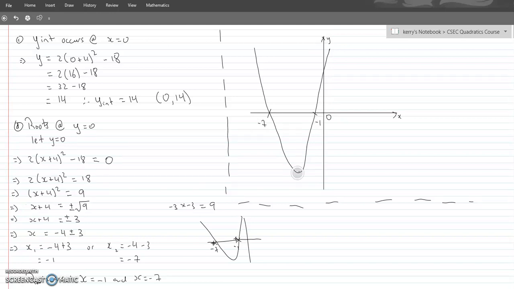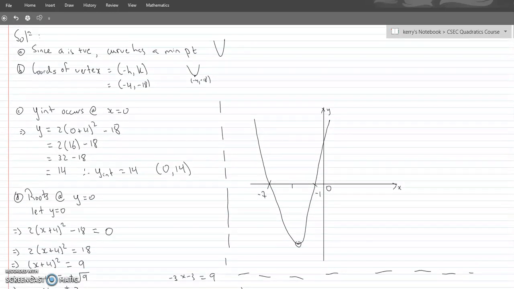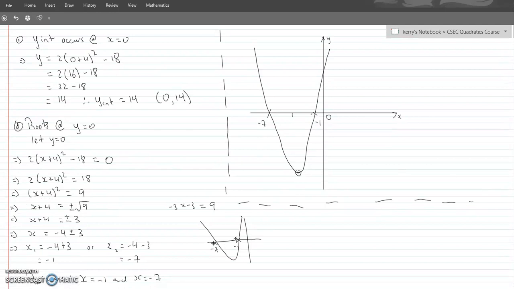Your minimum x value is here, right? And that minimum x value is, if we scroll back up, -4, it's between -1 and -7. And this number here is -18. Writing those values there: -4, -18. And lastly, your y-intercept is at 14. Yeah? And that's a sketch.